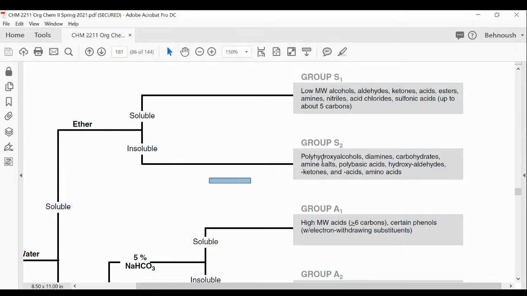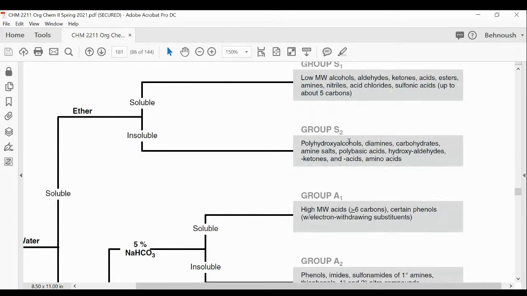We don't deal much with the group S2, so you don't have to be worried about it. Just make sure you know that these compounds are more polar. If they are polybasic or if they are polyhydroxy alcohols, then they don't dissolve in ether. They're too polar to dissolve in ether. But I will not test it because we don't do experiments with these. I'm not going to test it based on group S2, but S1, yes, definitely.